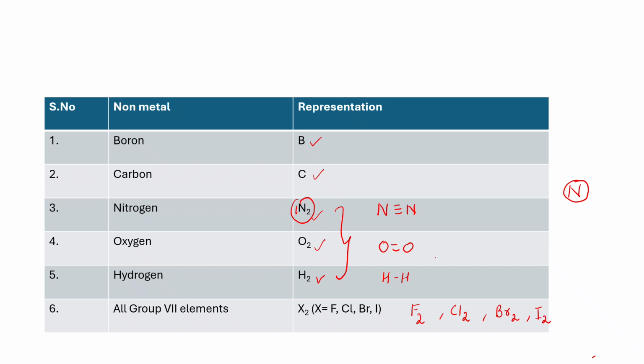Do keep in mind that this 2, which is appearing in the subscript, is not the valency of the element. It's just depicting that it's a single molecule of the element which has two of them chemically combined with each other, and this is how it naturally exists.